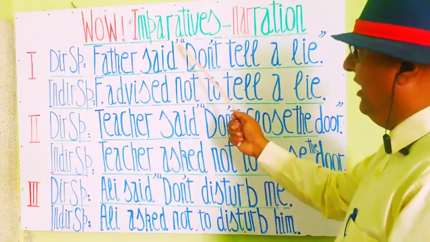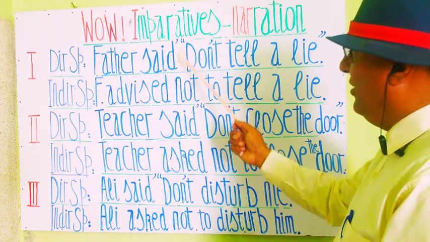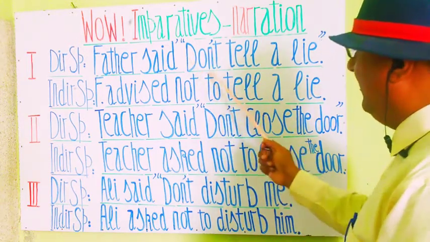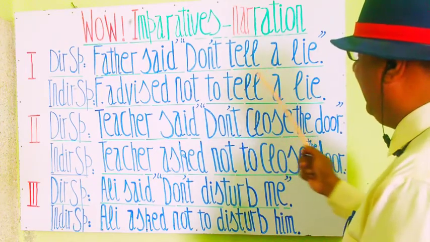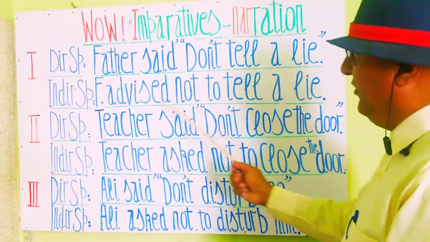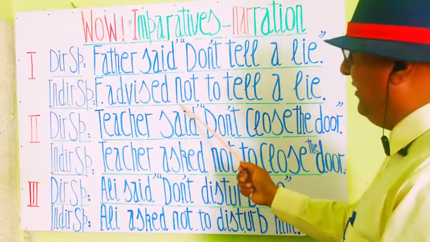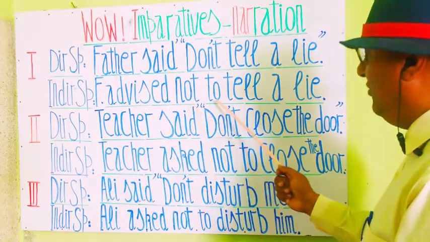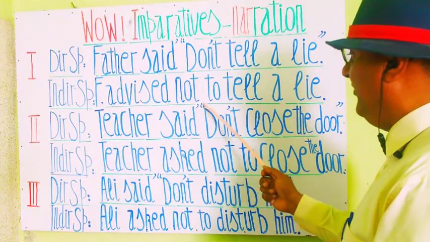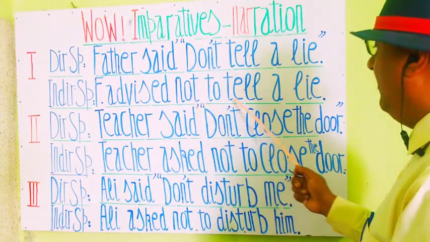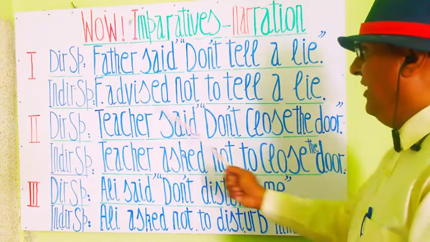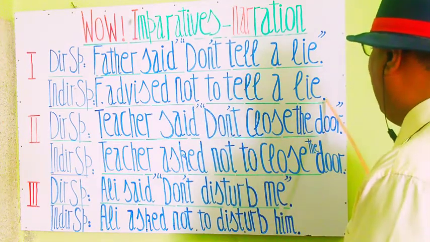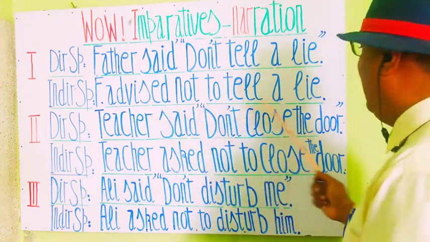In positive statements, we have to write to instead of commas. But in negative statements, there's a change of rule. Here see, this is the negative sentence. So in negative statements, when we change direct speech to indirect speech, then approaching the commas, we have to write not first, then to, then we complete the remaining phrase. Okay, you see now, father advised not to tell a lie.